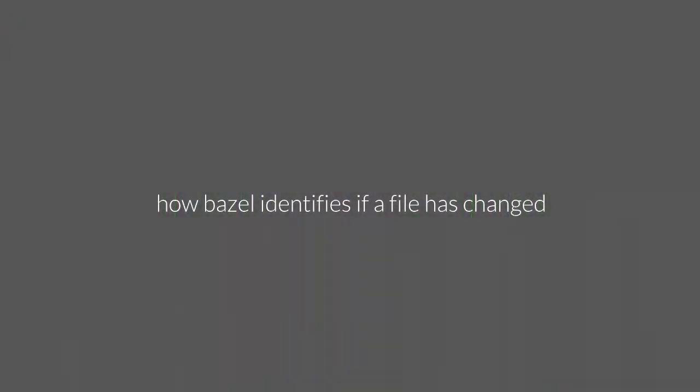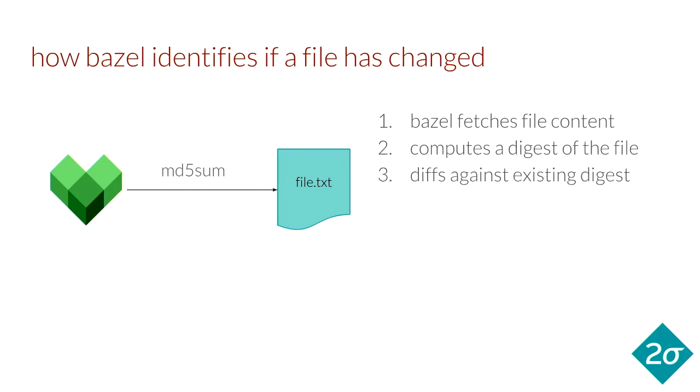So taking a step back, currently, to determine whether a file has changed or not, Bazel fetches the file's contents, and then it computes a digest or a hash of the file. This differs from other build systems like make, which maintain a timestamp and check if the timestamp has changed. After it computes this digest, it diffs against the existing digest it knows of. And if there's a difference, then clearly it's changed, right?